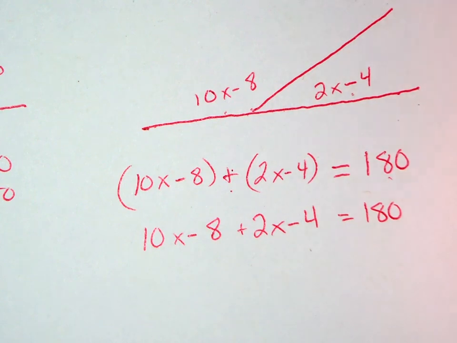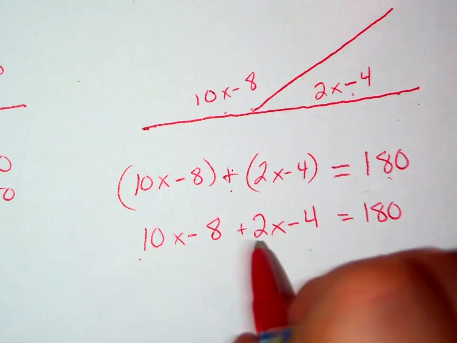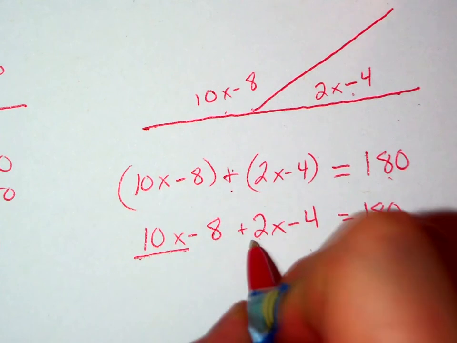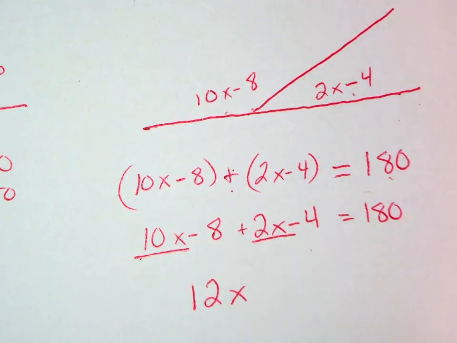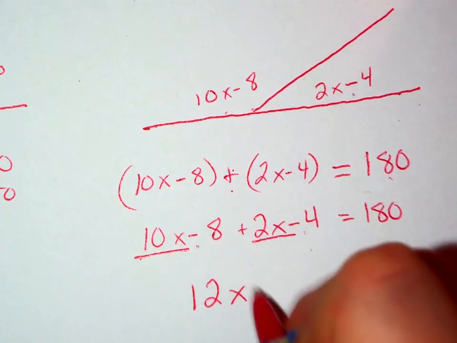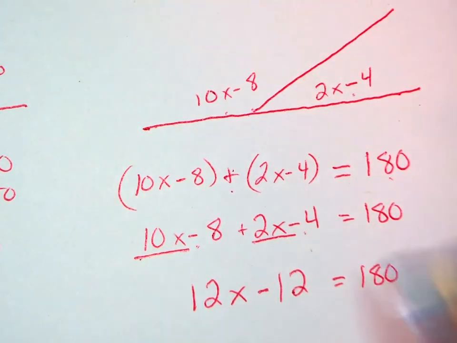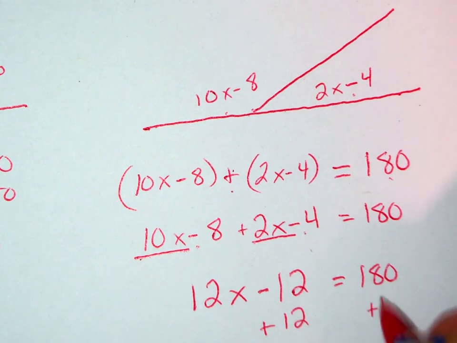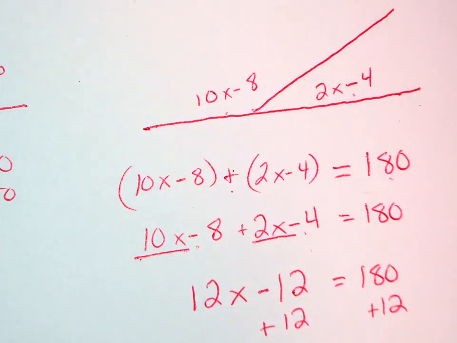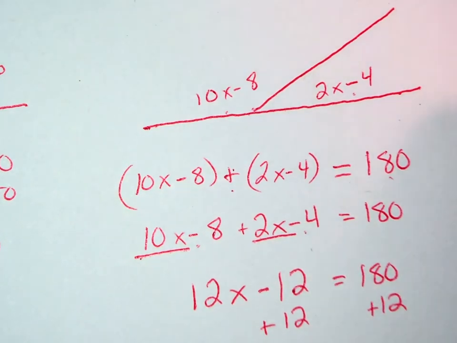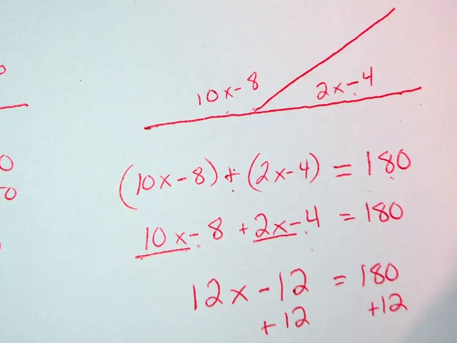And now I want to combine like terms and solve for x. 10x plus 2x will give me 12x. Negative 8, negative 4 gives me negative 12. Now I want to add 12 to both sides. So 192 equals 12x. And we divide by 12. And so the value of x is equal to 16.